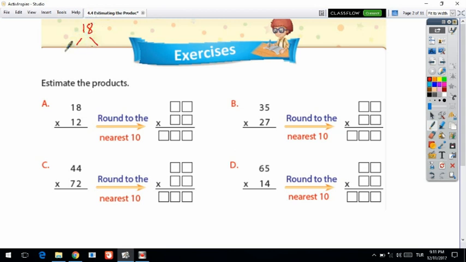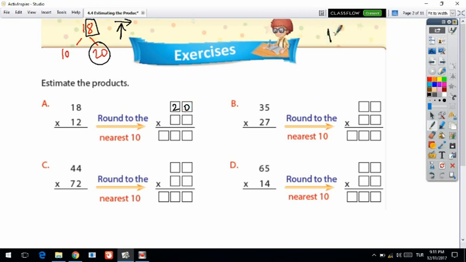18 is between 10 and 20. So how can I understand whether the answer is on the right side or left side? I look at the ones digit, which is 8. Is it 5 or bigger than 5? Yes. If you say yes, you round up. If you round up, you move right. The answer is 20. Now let's write 20 here.